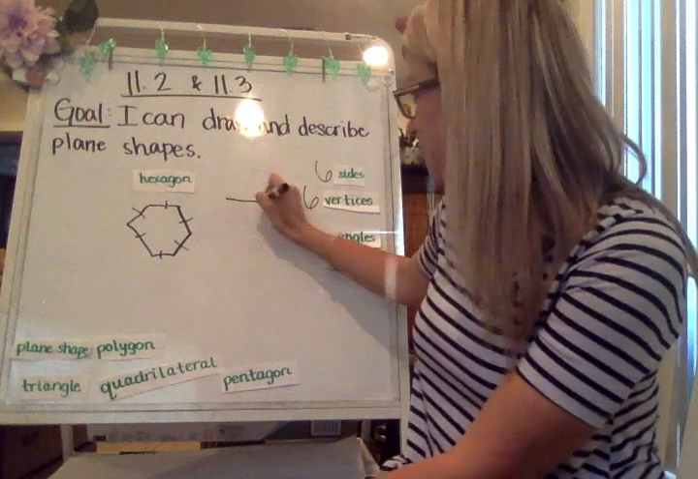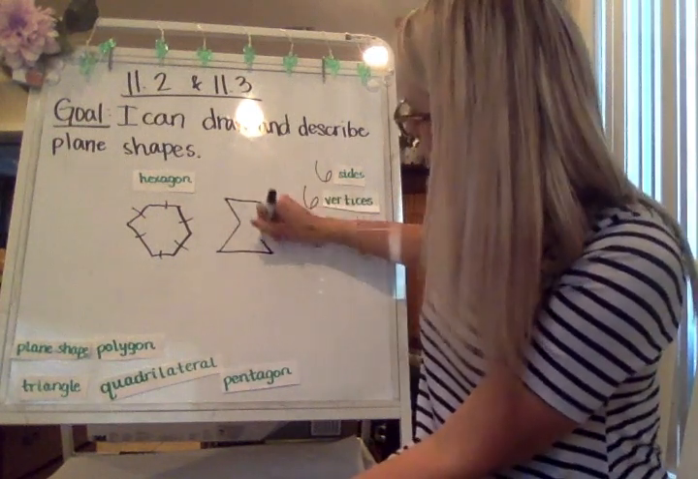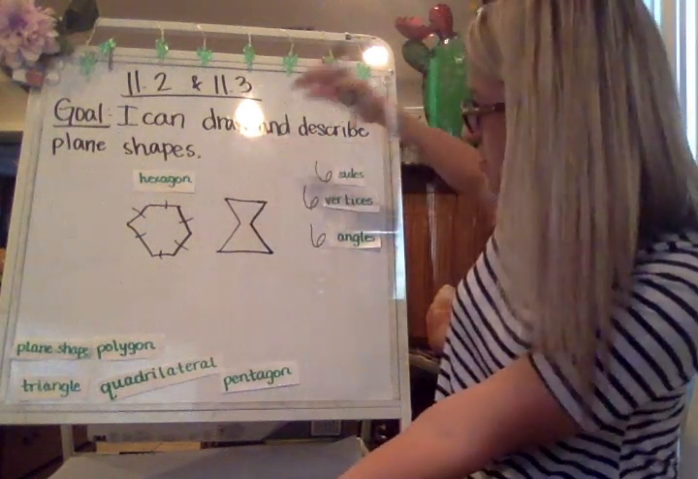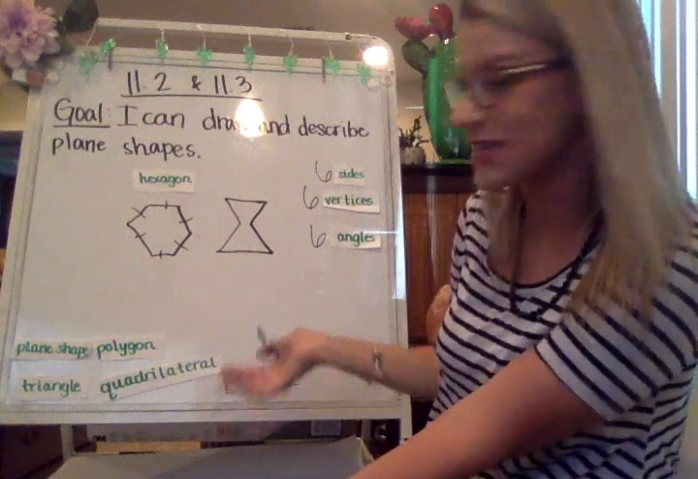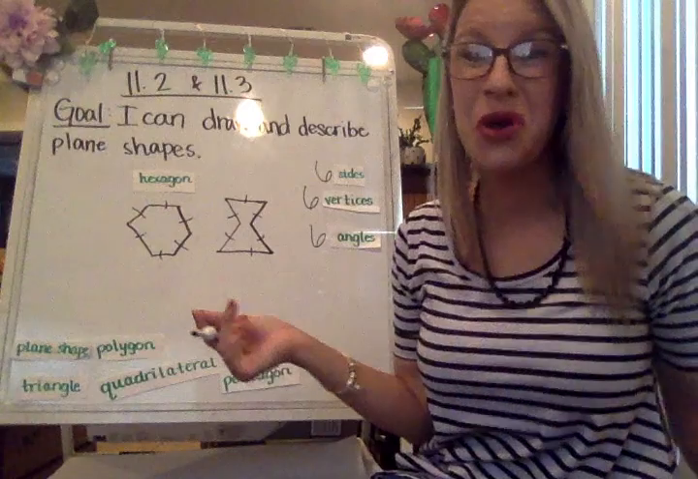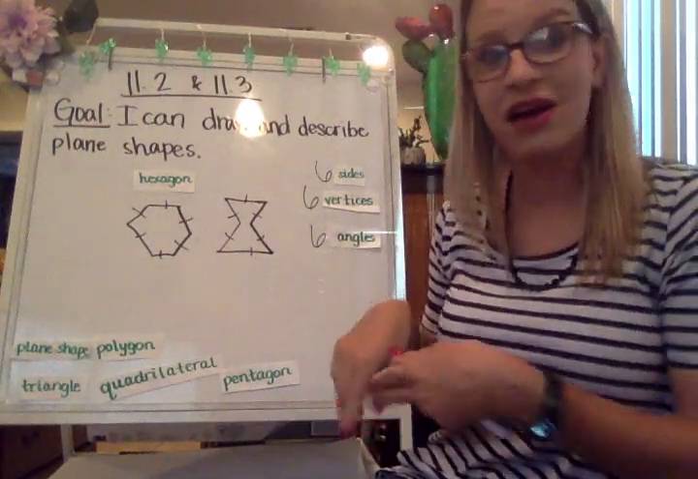What else can I make of a hexagon? 1, 2, 3, 4, 5, 6. Ooh, this hourglass looking shape. There we have it. There's another hexagon. 1, 2, 3, 4, 5, 6. Now they look totally different, but they both are classified as being hexagons.